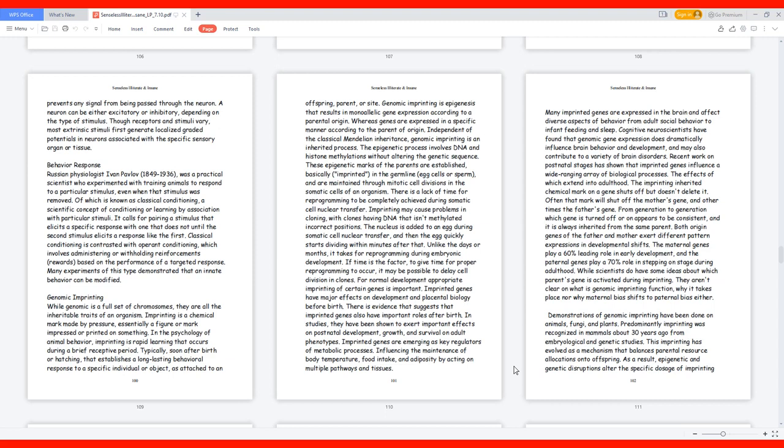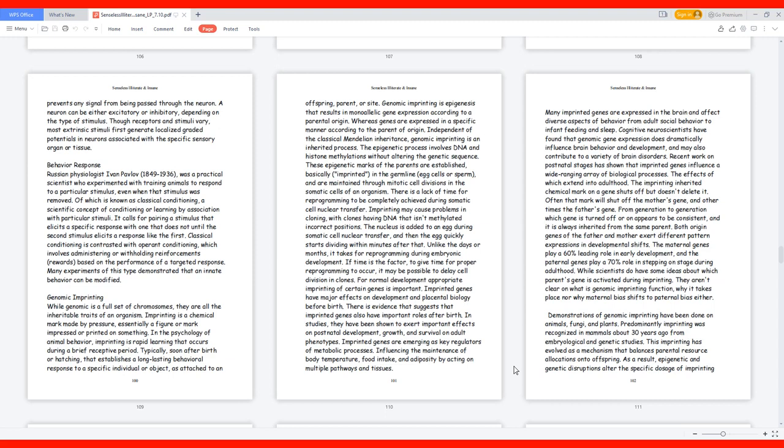In the psychology of animal behavior, imprinting is rapid learning that occurs during a brief receptive period, typically soon after birth or hatching, that establishes a long-lasting behavioral response to a specific individual or object, such as attachment to an offspring, parent, or site. Genomic imprinting is epigenesis that results in monoallelic gene expression according to parental origin, whereas genes are expressed in a specific manner according to the parent of origin.